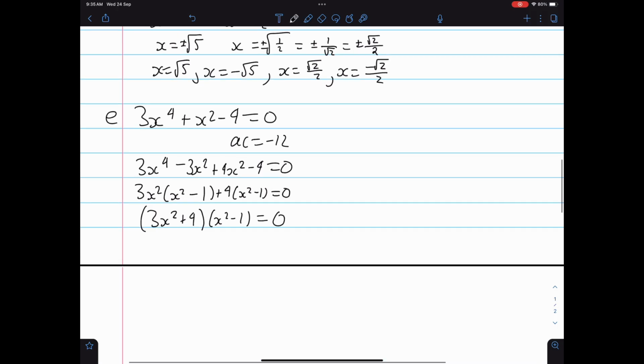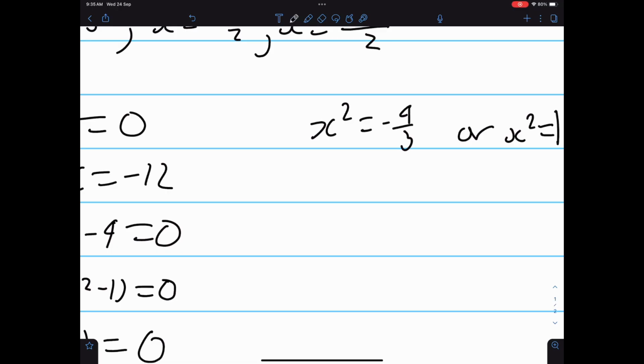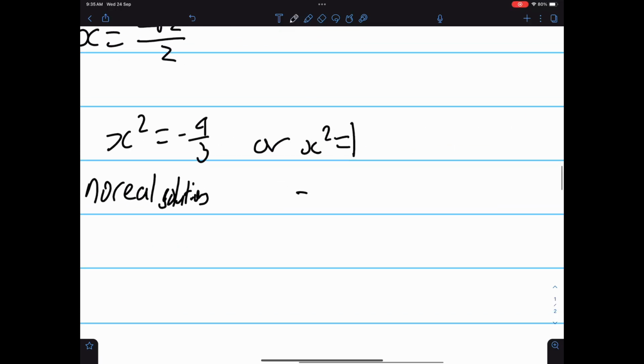Now if we have a look at this, we see that x squared equals minus 4 over 3, or x squared equals 1. It's only asking for real solutions, so we can't take the root of a negative number, so no real solutions you would write there. But on this side we can do x equals 1, x equals minus 1.